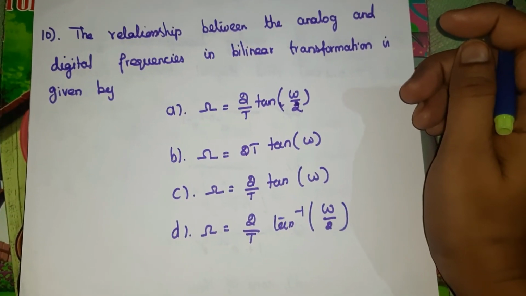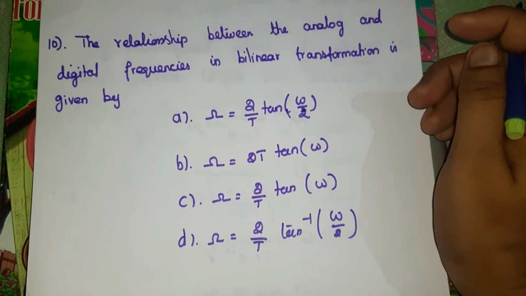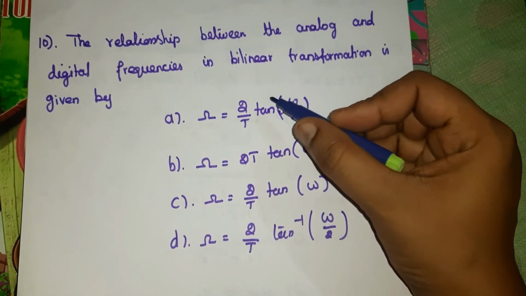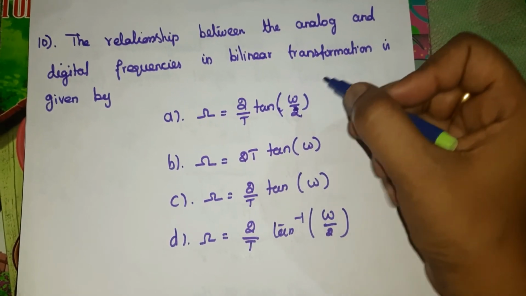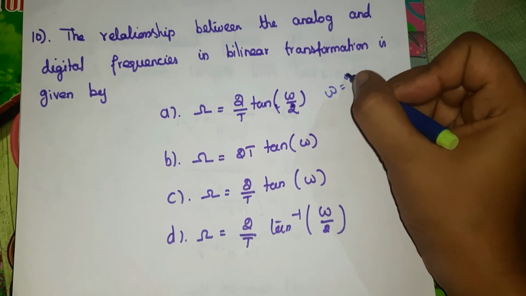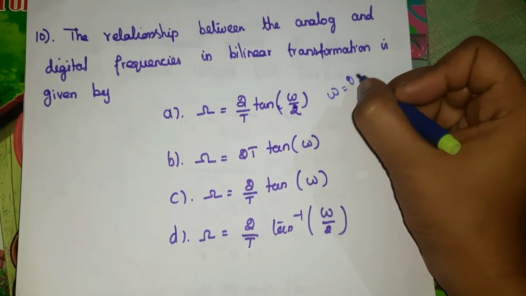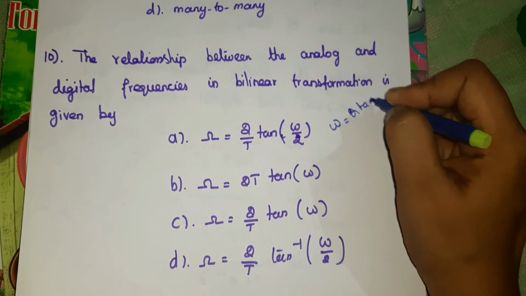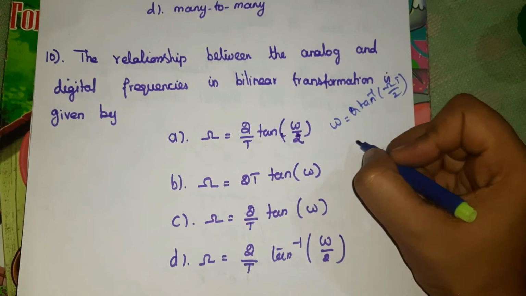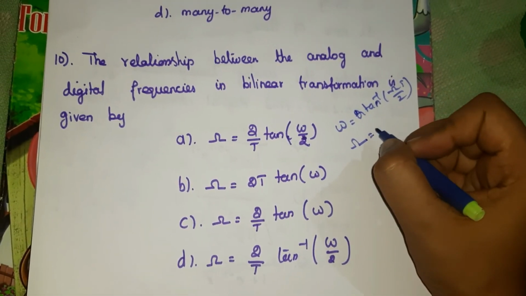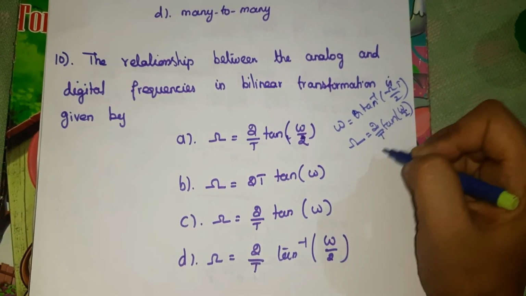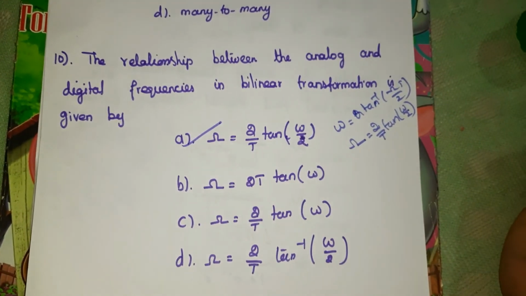Tenth question, the relationship between the analog and digital frequencies in bilinear transformation is given by omega equal to 2 by T tan of omega by 2. The same question we solved previously, that is omega is equal to 2 into tan inverse of omega T divided by 2. So this is a formula, and similarly this is also equal to 2 by T tan of omega by 2. So this is the answer. So here the answer is A.